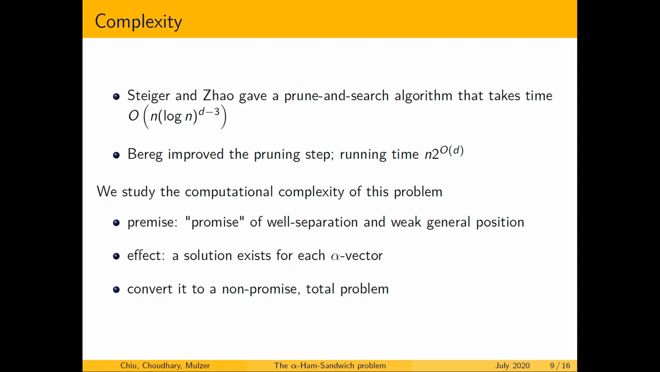So under the promise of well separation and weak general position, we know that there is always a solution for each alpha vector. However, this promise is very expensive to verify. So we would like to convert this problem into something that is a non-promise problem, something where we don't need any assumptions on the input point set.